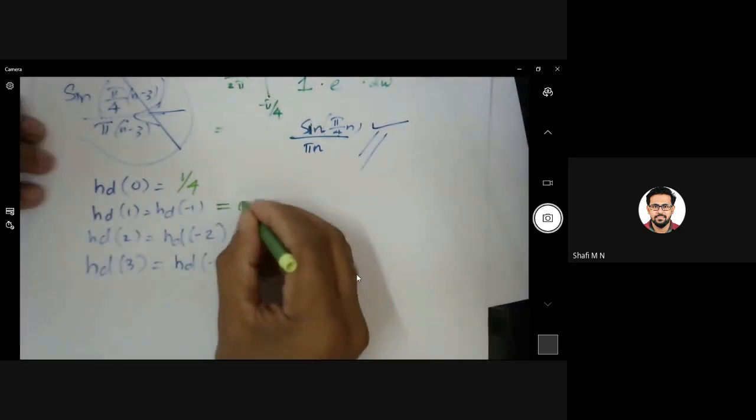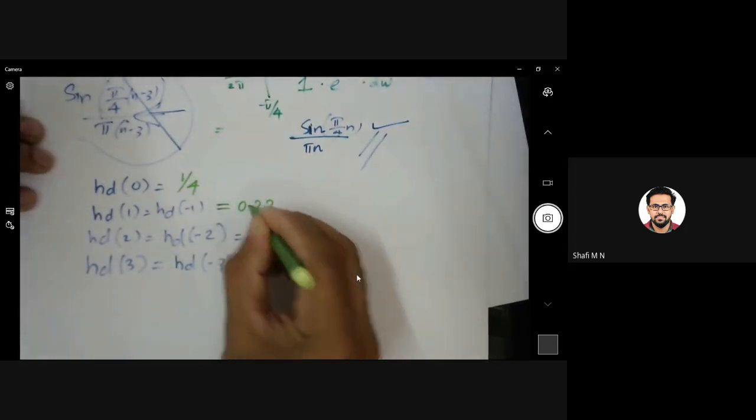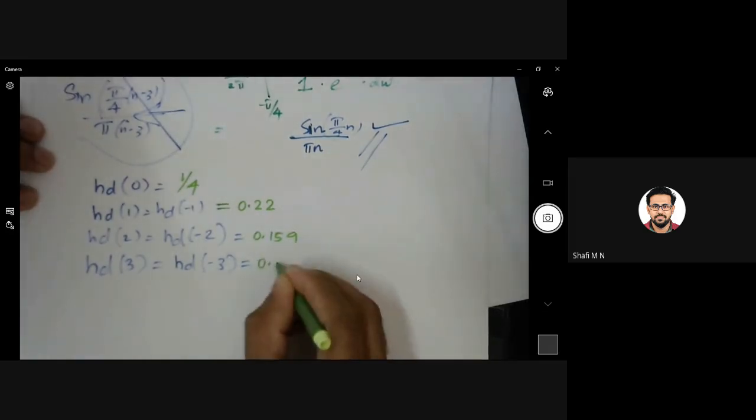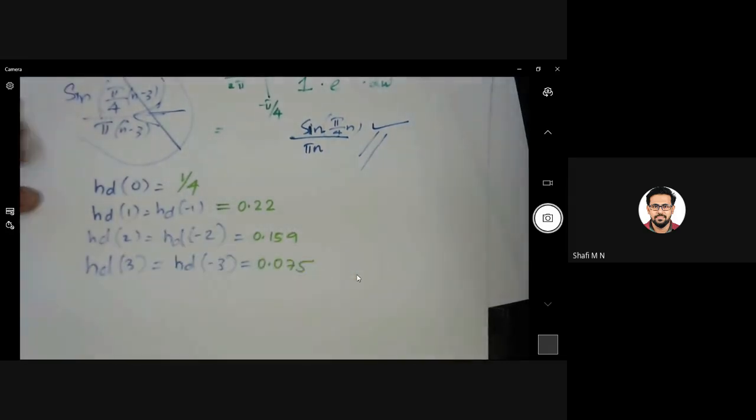This is, I think, 0.22. ആണോ? ഒന്ന് ക്രോസ് ചെക്ക് ചെയ്യണേ. This is 0.159. This is 0.075. You have to cross check it, okay?